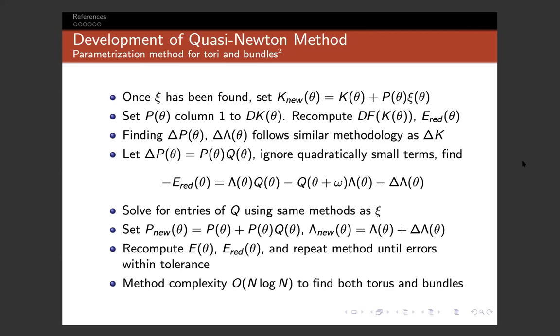And the thing here is, since we avoided the Gaussian elimination, the complexity of the method is order n log n rather than order n cubed. And not only do you get the torus, but you get the stable, unstable, and center directions at each point of the torus as well. So advantageous in more or less all the different ways.